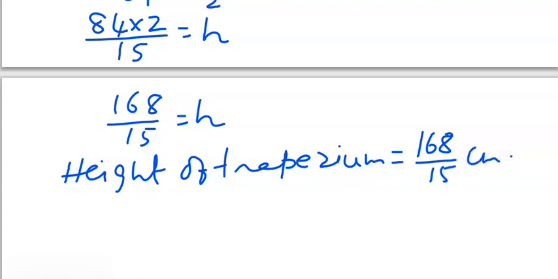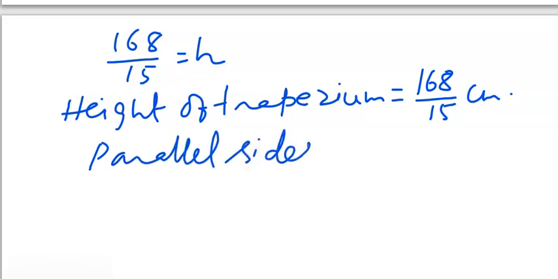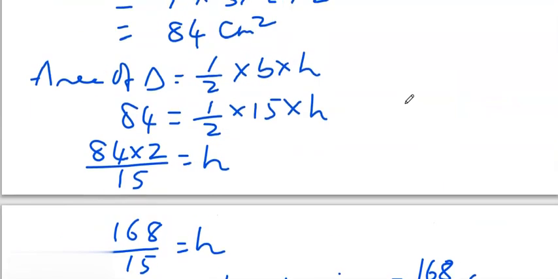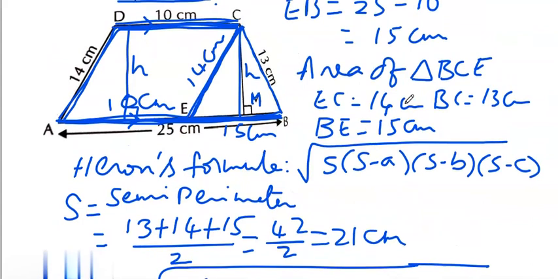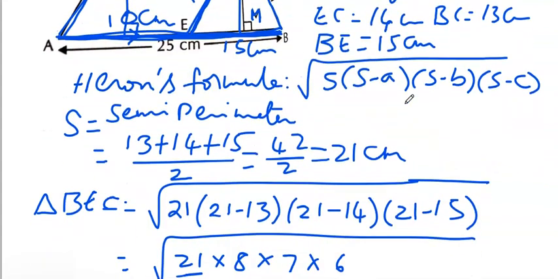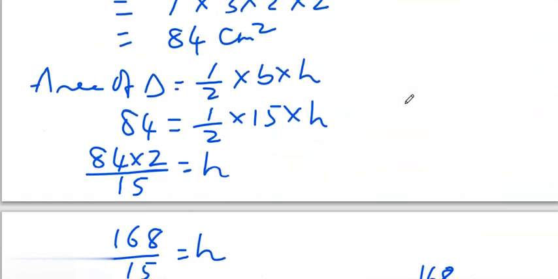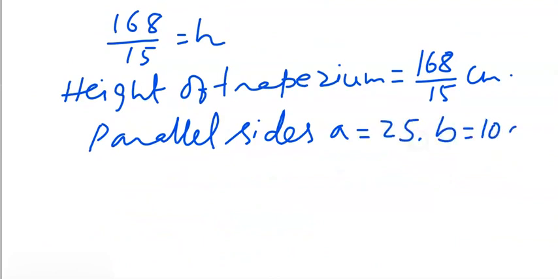Keep it like that. Now let us find the area of the trapezium. In this trapezium you have the two parallel sides also. Let us see the picture once again. See the parallel sides. One is AB and one is CD. One is 25 and another is 10. These are the two parallel sides. So let parallel side A be 25 and the other parallel side B be 10 centimeters.